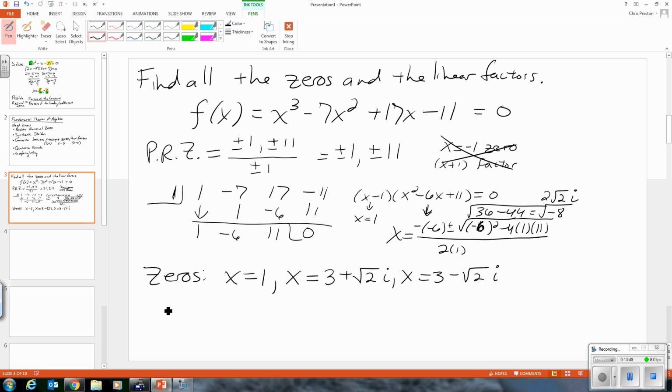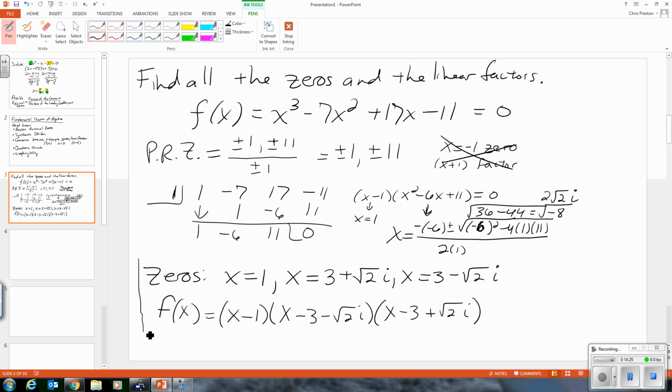And then what I'm going to do is rewrite this using the linear factors. So f of x equals, now how I get the linear factors, I think about, well, if I were to move this 1 over here so this thing would be equal to 0, that would be x minus 1. And if I move this 3 and this root 2i over, it'd be x, move the 3 over, minus 3, move the root 2i, same thing, x minus 3 plus root 2i. And there it is. Those are all the zeros and the linear factors for that.